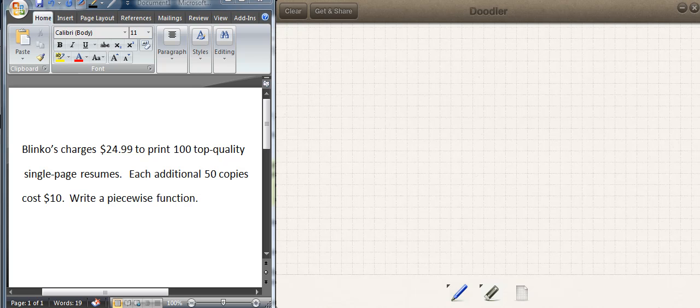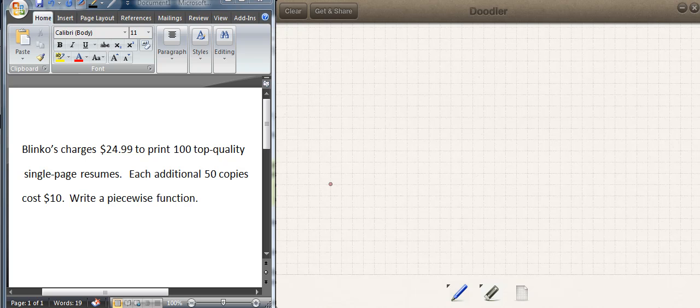Hello, let's look at a math of finance problem. Blinko's charges $24.99 to print 100 top quality single page resumes. Each additional 50 copies costs $10. Write a piecewise function to represent this.